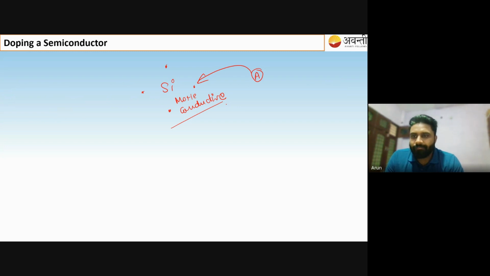Got it? The idea of doping is to deliberately add some foreign impurities or foreign atoms. I am saying foreign because it is not a part of silicon itself. We will call them impurities. So we will add some impurities to the pure crystal lattice of silicon or germanium, and it will increase the conductivity of that semiconductor by increasing the number of electrons or the number of holes.